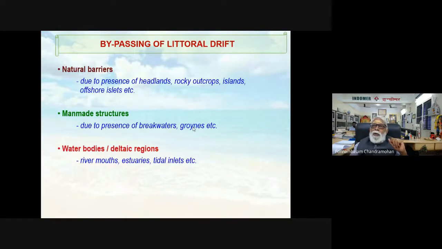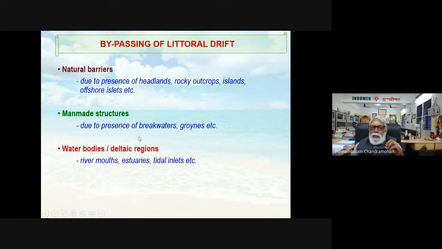And again, this littoral drift, when it moves, bypasses wherever you have natural barriers or man-made structures like breakwaters, groins, and all. They try to bypass the tip of the breakwaters. And suppose you have headlands like Mahabalipuram, that doesn't mean the littoral drift will totally stop on one side of the headland. They also try to bypass. So IIT is also doing some research on that.